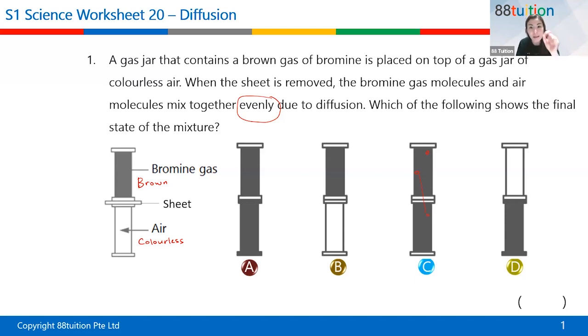They don't stay at the same point, which is why, when they are moving about all the time, the colorless gas, which is the air, colorless air particles and the colored bromine particles, are constantly moving. They are about the same throughout the containers. So that's why I wanted to show you that video. Okay, answer is C. Nobody got this wrong, but only four of you responded to this.